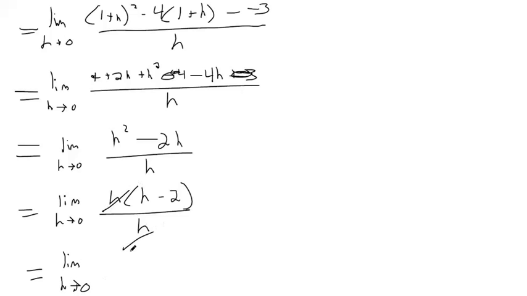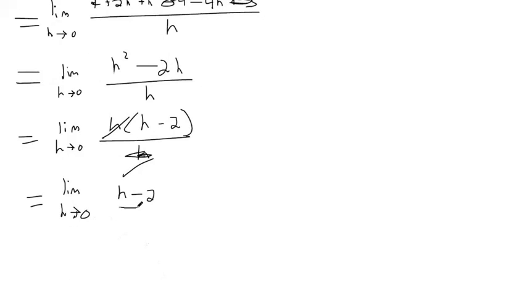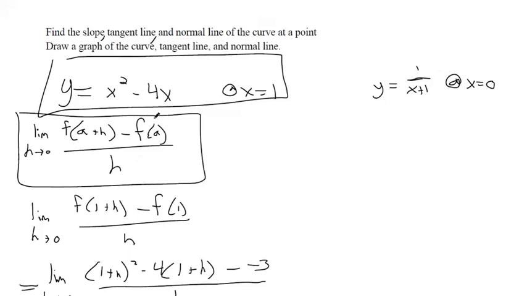So that cancels out. So now that I've canceled those out, I've just got the limit as h approaches 0 of h minus 2. You can just plug in 0 into this expression here. 0 minus 2 is negative 2. We've got it. After all that work, we just found out the slope at x equals 1 is negative 2.